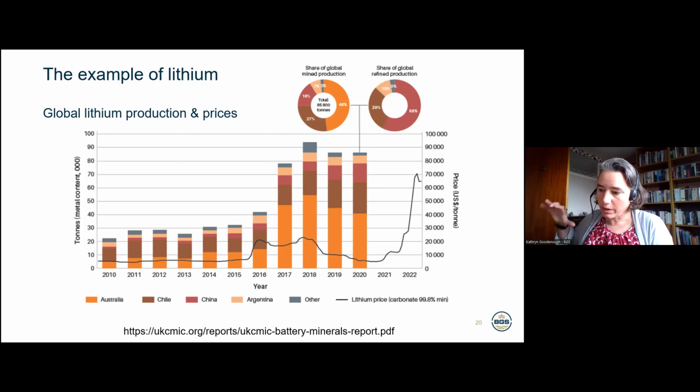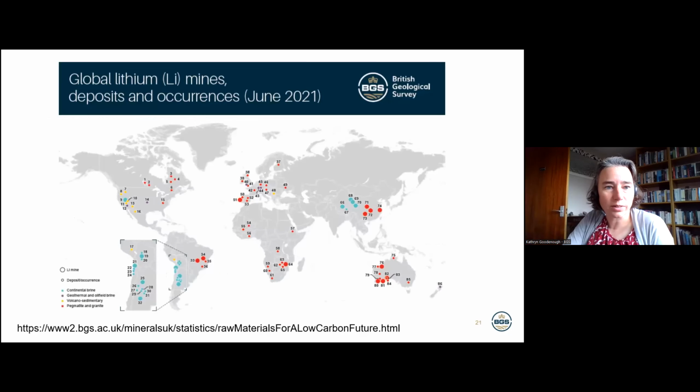So right now, interest in lithium is being driven by these high prices. So where do we get lithium from? Well, this is a map from the BGS website that you can easily download. And this shows you where lithium mineral deposits are known across the world. Where there's a large spot, that's an operating mine. Where it's a smaller spot, it's a known mineral deposit. And there's different colours here, which I'll talk about in a moment.